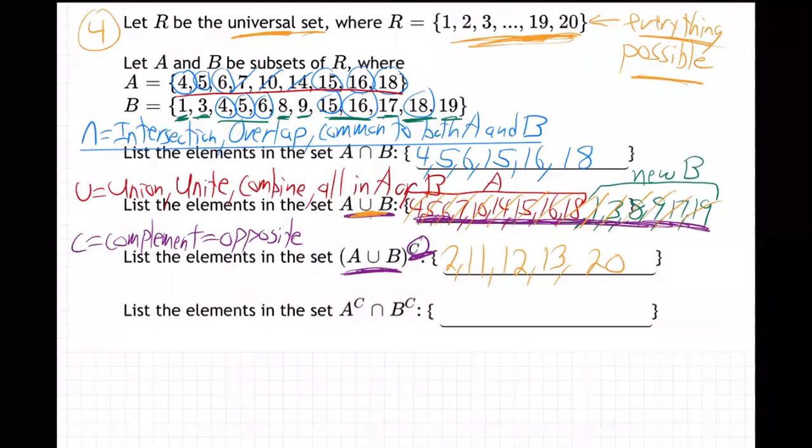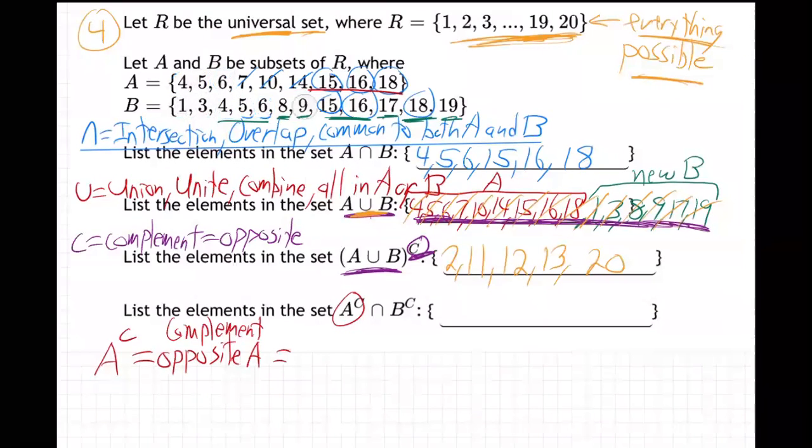All right. And now we come on down, and this last part is a little more tricky. So we need to do a complement. Just start right there. So that means the opposite of A. It's the complement, or the opposite of A. So what's the opposite of set A? Let's come on up here. Let's look at set A. And let's take the opposite.